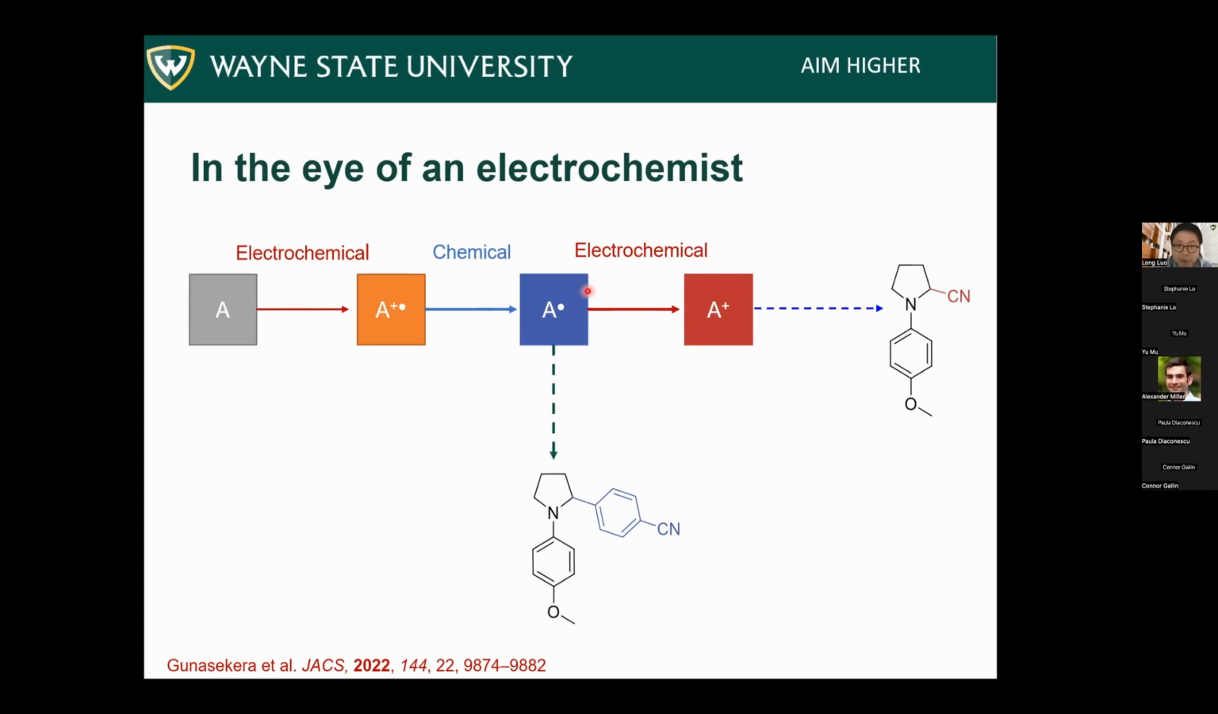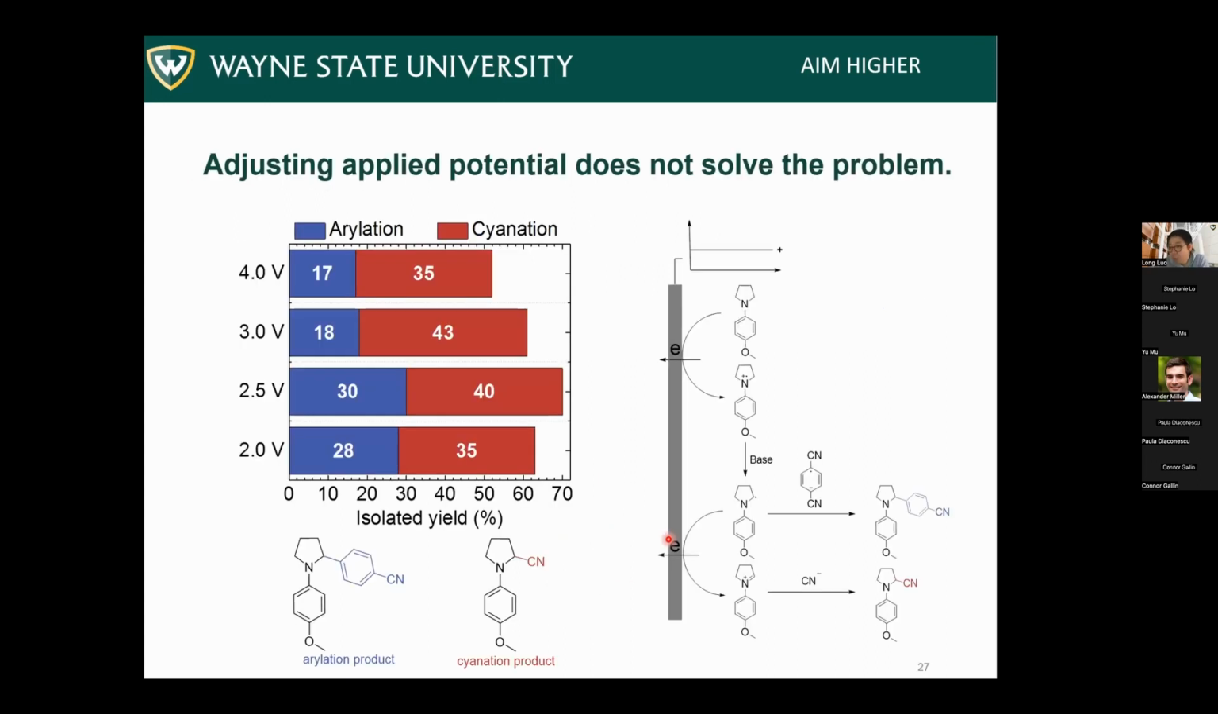As you can see, there are two electrochemical steps. The easiest way to do that could be, if these two electrochemical reactions require different potentials, and especially the second one requires a higher potential, then we can just lower the potential and shut down this electrochemical step so that we can harvest the A dot and get the arylation products. But I can tell you it does not work, okay? No matter how you change the voltage and lower the voltage, the cyanation product is always dominant, and the arylation product is always the minor product.